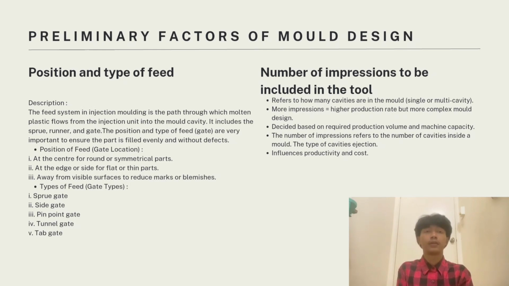Okay, next is position and type of feed. The feed system in injection molding is the path through which molten plastic flows from the injection unit into the mold cavity. It includes the sprue, runner, and gate. The position and type of feed are very important to ensure the part is filled evenly and without defect.